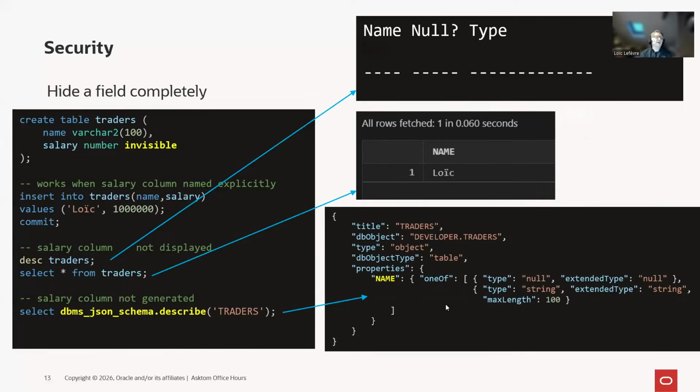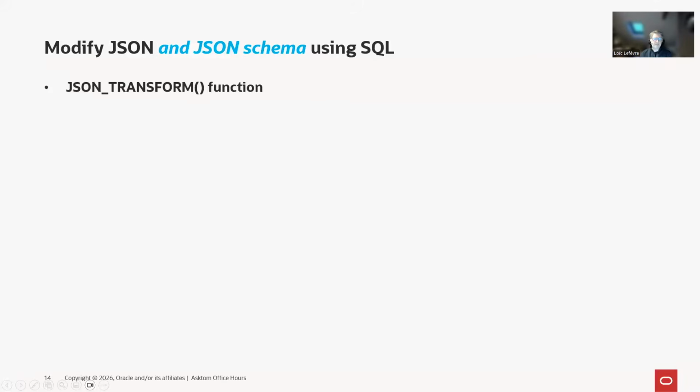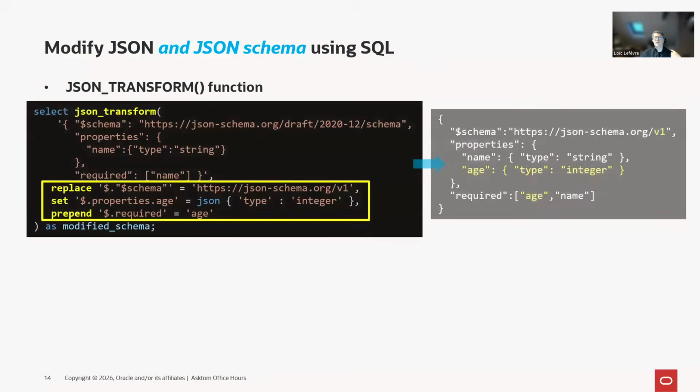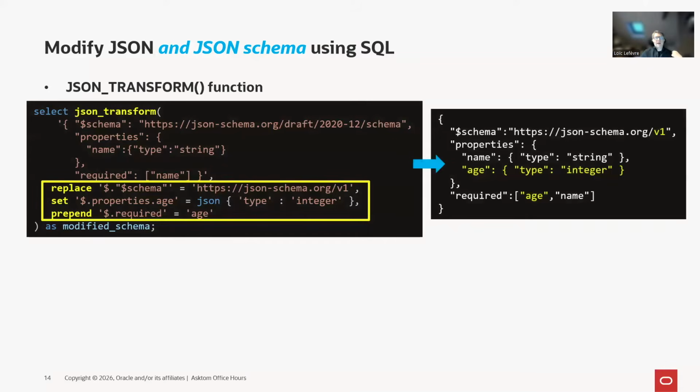Now, if we get a bit more into the JSON schema management, now that we can modify JSON, and so JSON schema, using SQL. For that, we have different approaches. One of them is definitely leveraging this very powerful JSON transform function. With that, you can use a lot of operators like replace, set, or prepend when you have arrays.